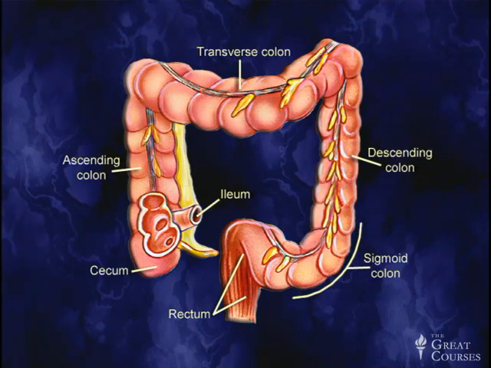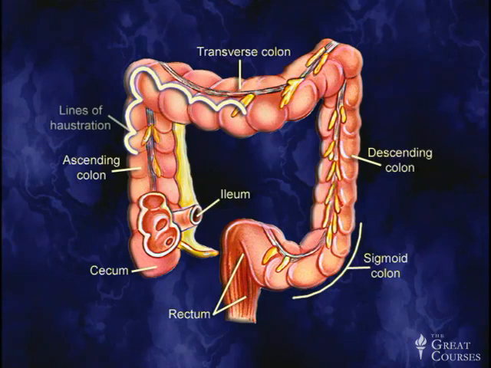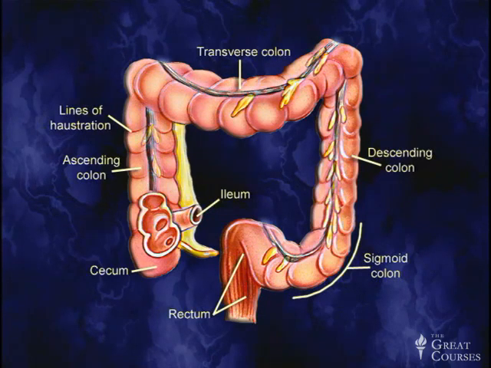First of all, you see these what look like little pouches all through. These are called lines of haustration, and they are where those circular muscles have been pulled tight. Also, they are where this structure comes in. See this line running along here? Well, this is the evolution of the longitudinal muscles of the rest of the GI tract.